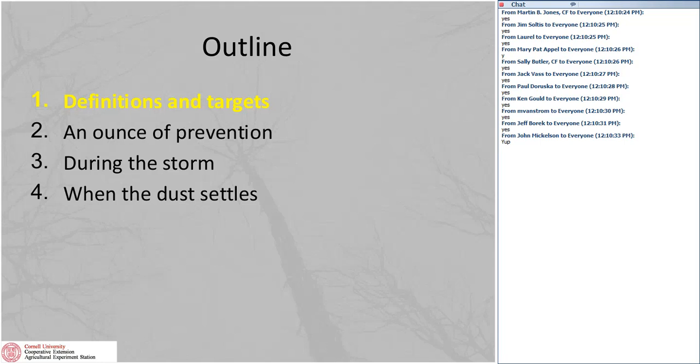But I've broken this out in terms of a preventative posture, so building, as some authors that we'll see in just a minute have talked about, building resilience into the forest. We'll look at what I've called during the storm. So as the event is happening, what should you be doing as an owner and as a manager, or what could you be doing? Some of these authors will talk about this as resilience, so dealing with the immediate impacts, and then response, or when the dust is settling, how do you manage that?